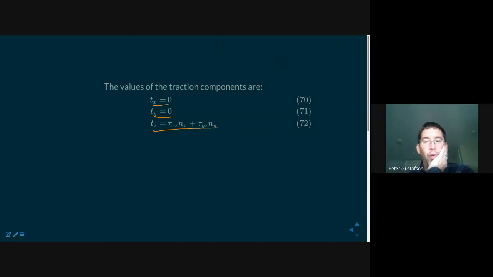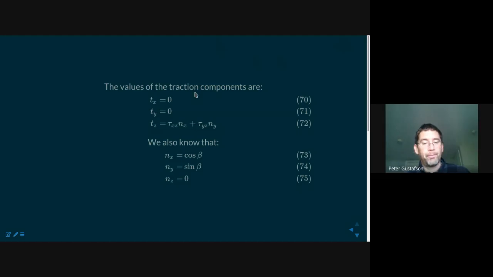What else do we know? Well, we also happen to know we need to more accurately define the components of our traction vector, and more specifically, the normal vector. So the next step of this process would be to write down what the normal is.